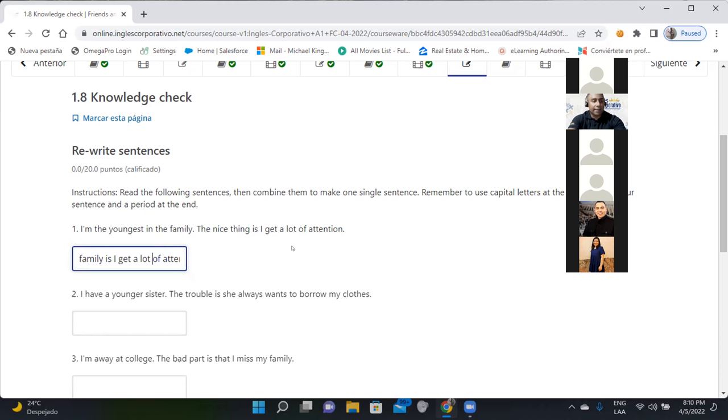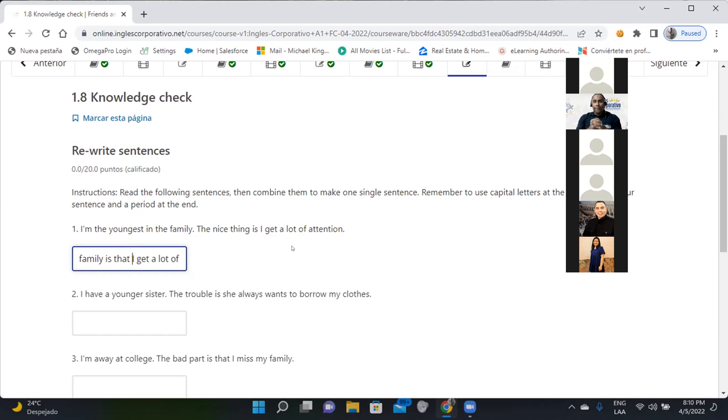Or I can say family is that, I get a lot of attention. Teacher, what is the difference if I put that or if I don't put that? The difference is that with that, it's considered more formal, and without that, it's considered more informal. Do you understand?